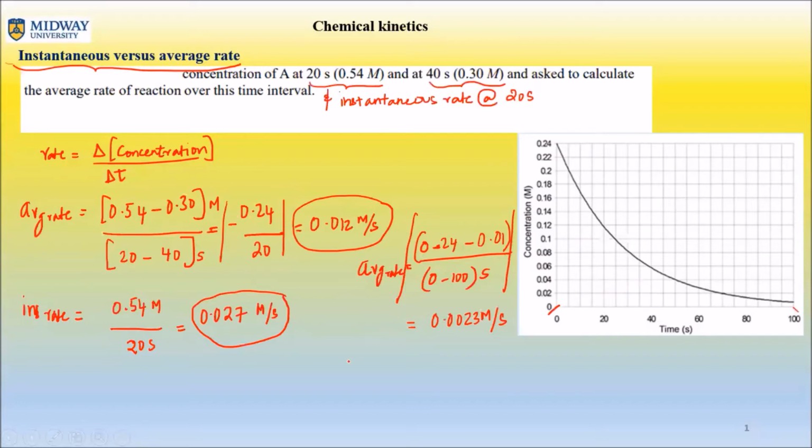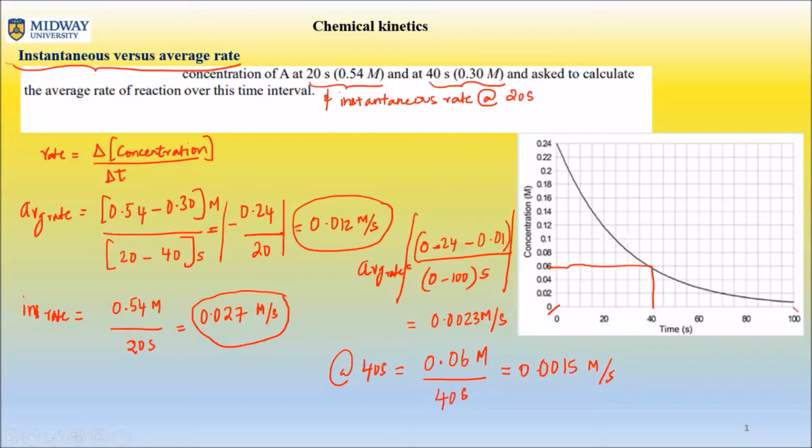What if I ask you the instantaneous rate at 40 seconds? All you've got to do is pick 40 seconds, draw a line till it connects the graph, and then draw a line back from the y-axis. Wherever this line touches, you draw. So the concentration at 40 seconds is 0.06 molar over 40 seconds, which would be 0.0015 molar per second. There you go.